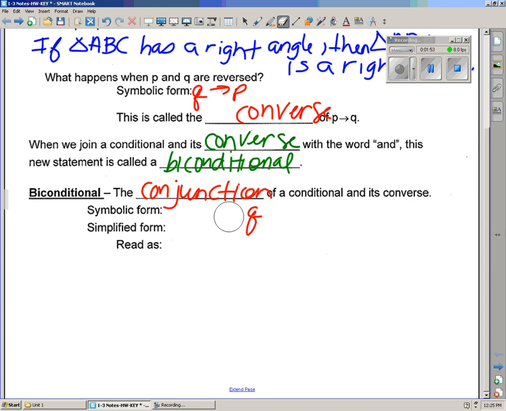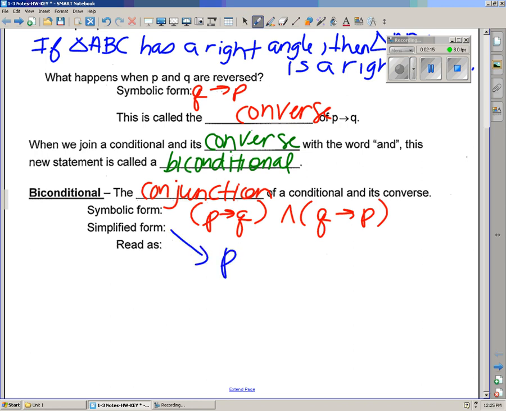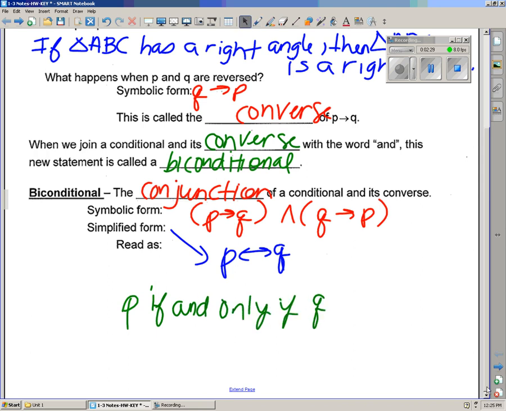I am sorry. The symbolic form, let's go back up for a second, is actually going to be the two conjunctions. So it's going to be this. If P, then Q, and if Q, then P. So that's the symbolic form. It's the conjunction of a conditional and its converse. If we simplify it, that's where we get the double arrow, the biconditional. And then the way that you would read this would be P if and only if Q.